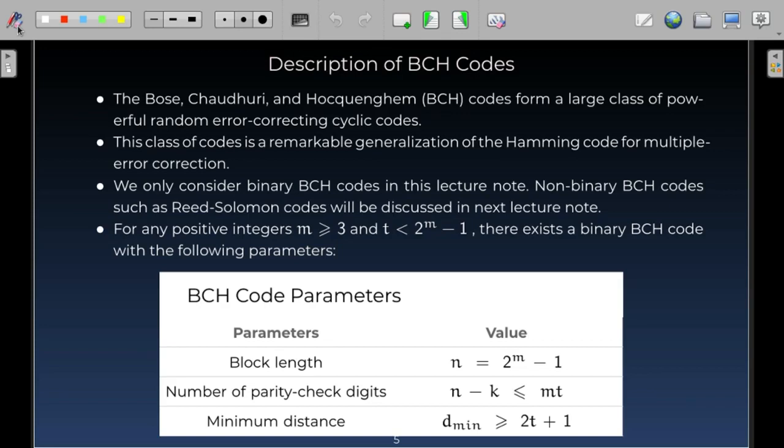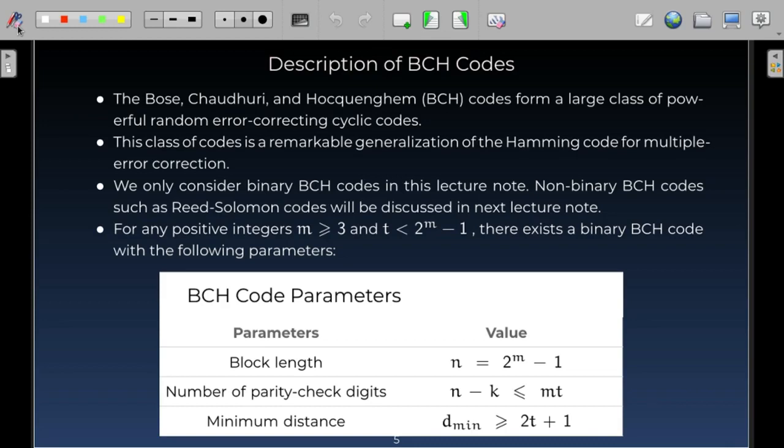Ray-Chaudhuri. The BCH codes are very powerful codes in the sense that you can actually control the number of error correcting capability you want in these codes. Okay, they are basically cyclic codes. These codes are a remarkable generalization of Hamming code for multiple error correction. We are in this lecture going to consider only binary BCH code, that is also called primitive codes. Non-binary codes like Reed-Solomon codes will be discussed in the next lecture.